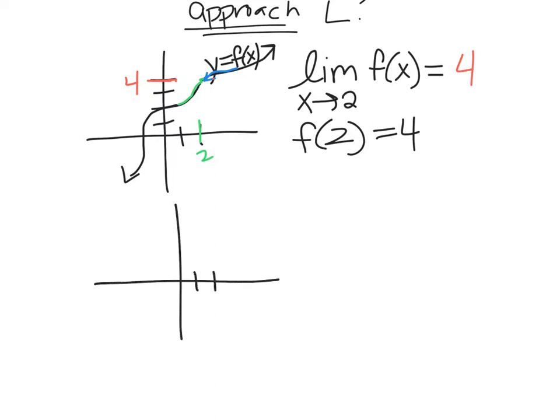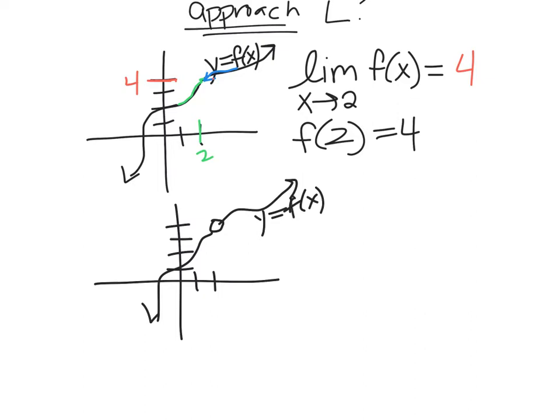Same point at 2, 4. What we're going to do is draw an open circle there. And then we're going to draw f of x. Who cares what it does? There it goes. So there's f of x, y equals f of x.